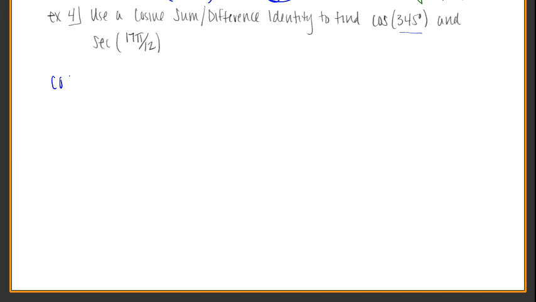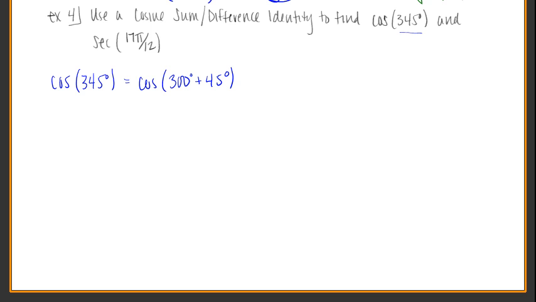So what this problem is asking us to do is, let's break it down. Cosine of 345. We want to write it as either the sum of two angles that I know or the difference of two angles I know. Okay? We can't say it's 360 minus 15. So I know 360, but I don't know 15. So let's think of two other angles we might know. Well, I know 300 degrees, and I also know 45 degrees.